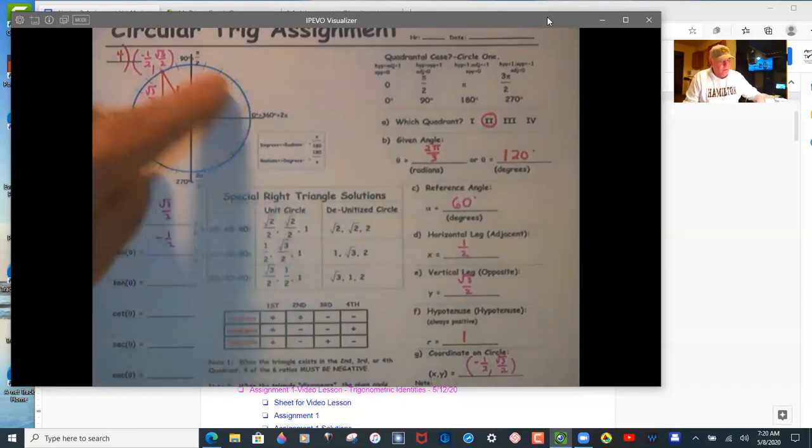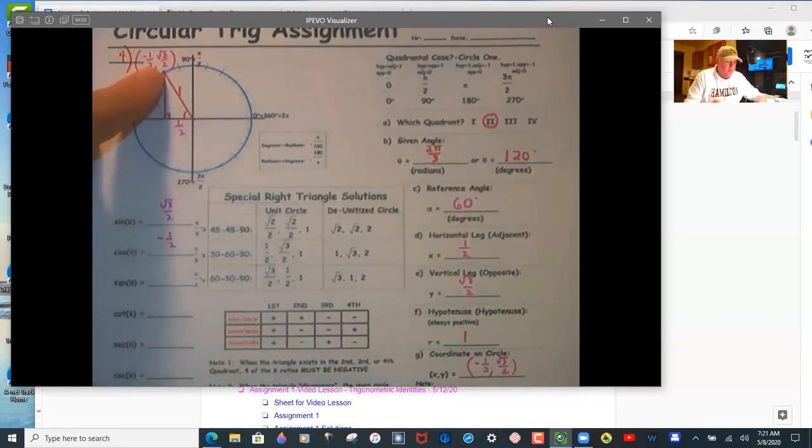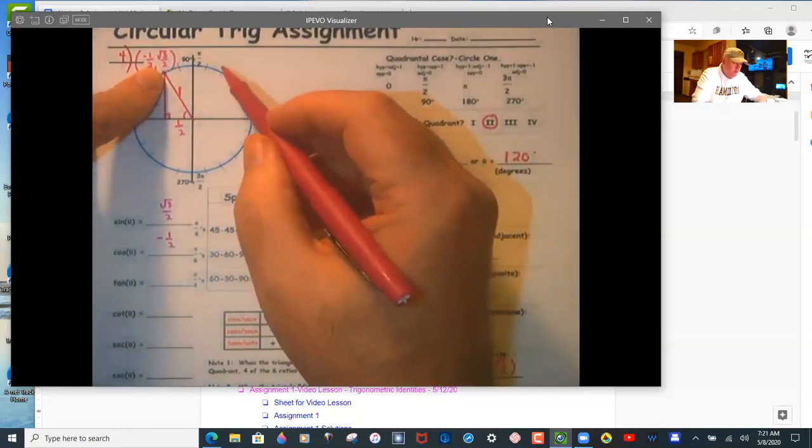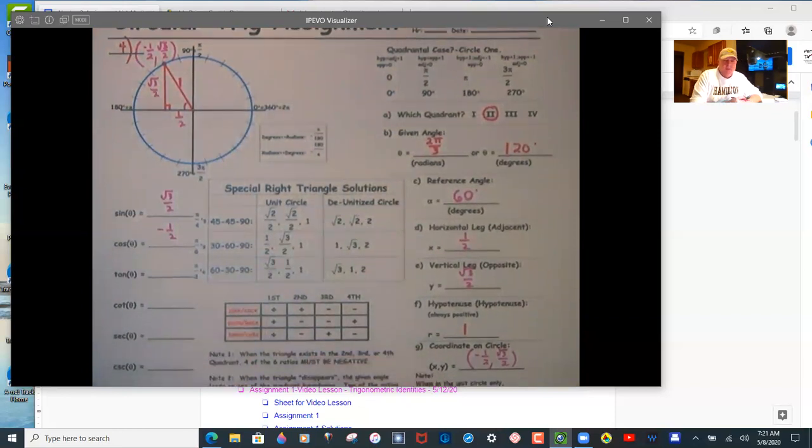Remember that each little click on the circle is 15 degrees. So as you wind around, we have 1, 2, 3, 4, 5, 6, 7, 8. So 8 times 15, 120 degrees. Don't forget that either. So what about the rest of these?